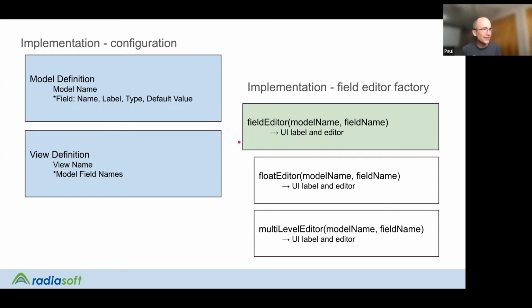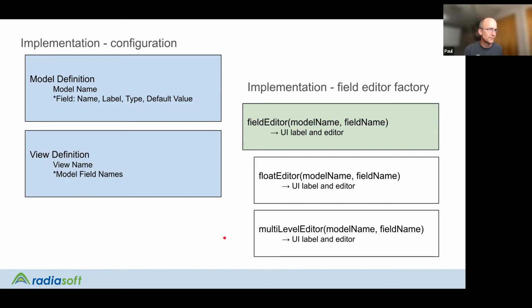We'd also need a field editor factory, which can take a model and a field name as input and return a UI component which can edit the value. For example, if a model field has a field of floating point type, the float editor might return a simple HTML input element. Alternatively, a more complex field editor could be returned, which contains an aggregation of subcomponents.